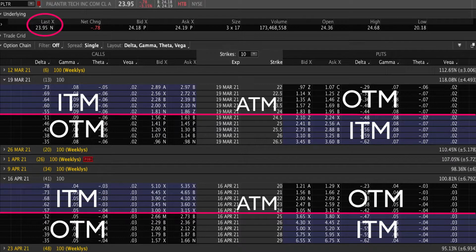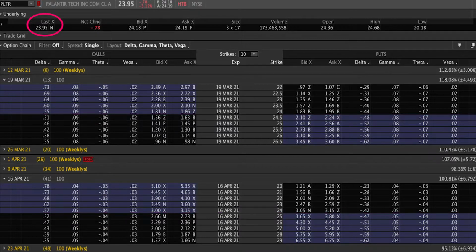Palantir was trading at $23.95 on Friday at close. If you look at the at the money call option for the 19th of March, that would be the $24 strike. Our delta is 0.55. That means if on Monday Palantir is trading at $24.95 instead of $23.95, the premium will change from $186 to $244 per contract, all else being equal. In general, a $1 move up for the underlying asset means that delta is added to the premium, and a $1 move down subtracts that delta.